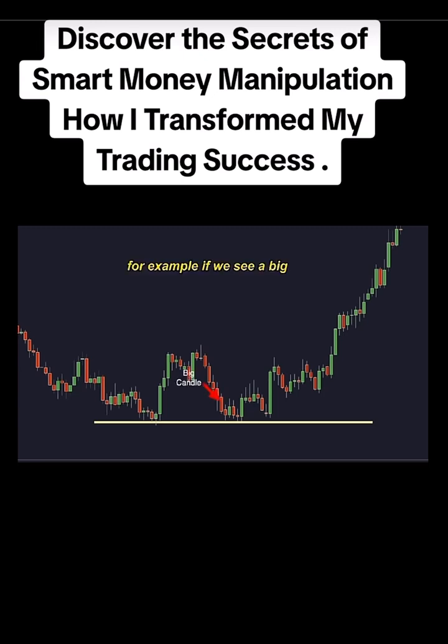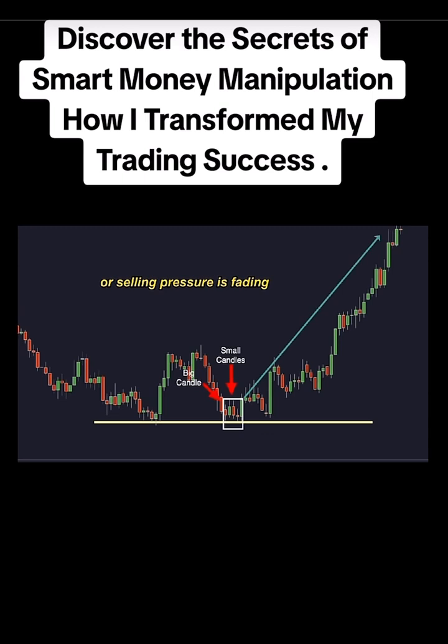For example, if we see a big, bold candle followed by a smaller one, and then an even smaller one, it's telling us that the buying or selling pressure is fading. This is often a precursor to a reversal. It's like the market is running out of gas just as it's about to hit that key level.